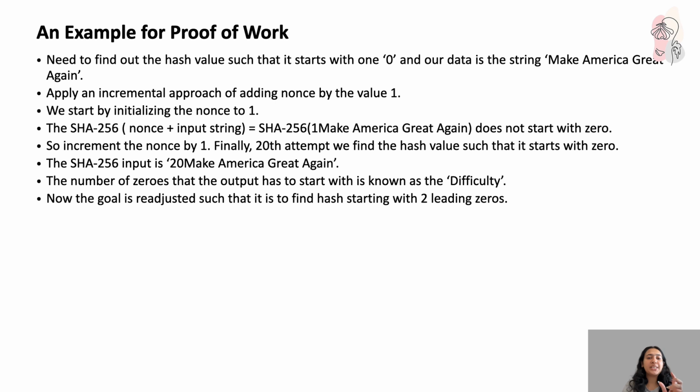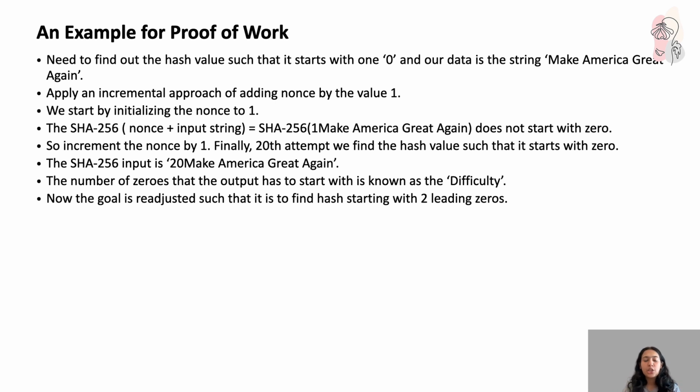So we take the hash, the SHA-256. And what do we take the hash of? We take the hash of the nonce as well as the data input string. The input string here is "make America great again". Appending it with 1, we get the hash for this and it does not start with 0. We increment it, take it to 2, 3, 4 and so on and so forth. And then finally on our 20th attempt, we find the hash value such that it starts with 0. So the input for which the hash value started with 0 is 20, make America great again.